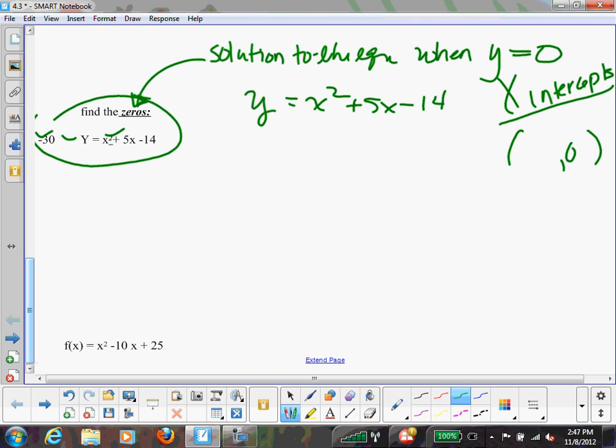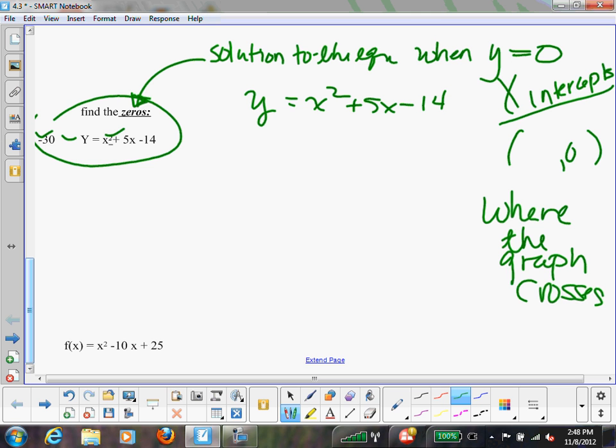You're finding your x-intercepts. You're finding where the graph crosses what? The x-axis. X-intercepts fall on the x-axis. Y-intercepts fall on the y-axis. That's why they're called y-intercepts.